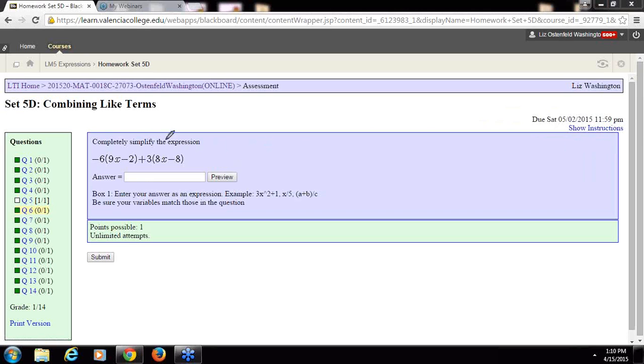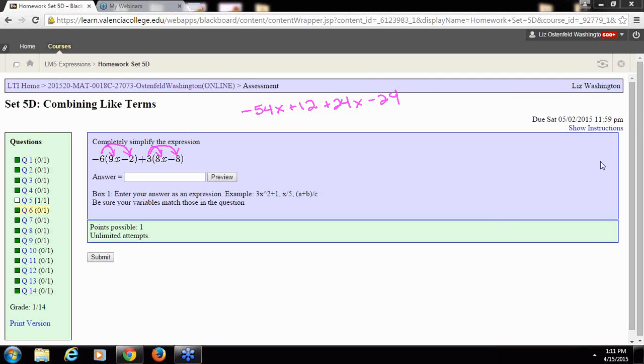I'm going to go ahead and do this one. Here in this problem, we're going to distribute the -6 to the 9X and the -2 by multiplying. And then we're going to distribute the 3 to the 8X and the -8 by multiplying. So first I'm going to get -6 times 9X, which is -54X. And then -6 times -2 is +12. Then 3 times 8X gives me +24X, and 3 times -8 is -24.